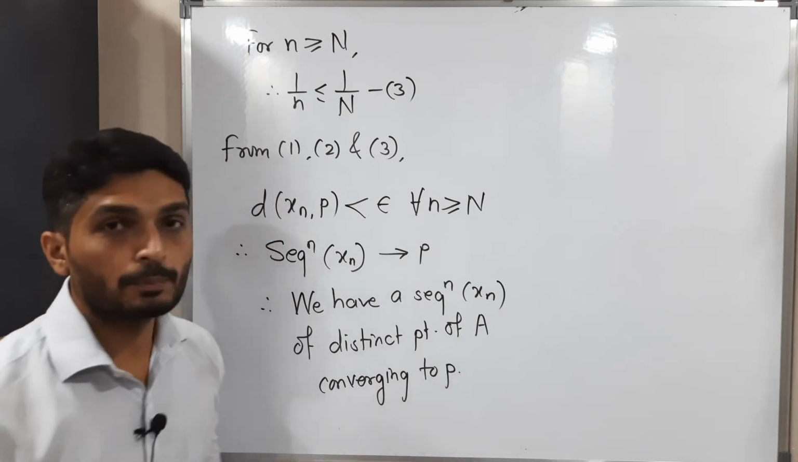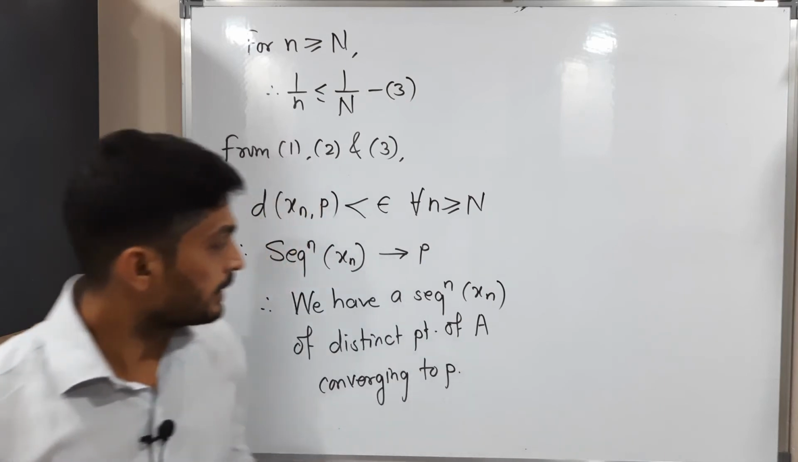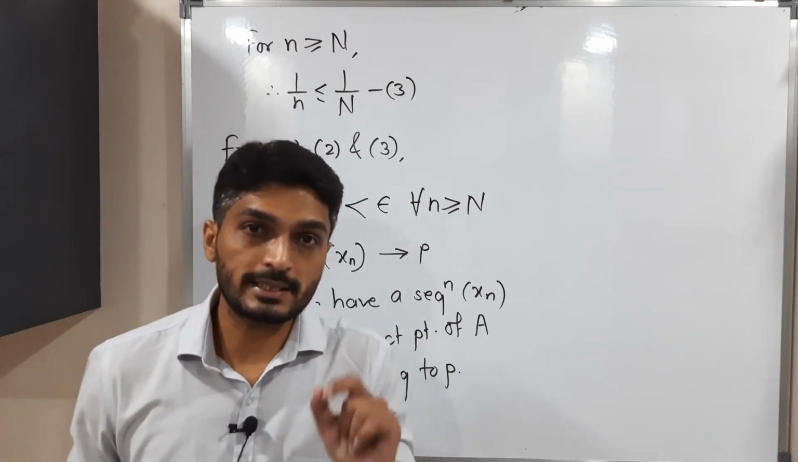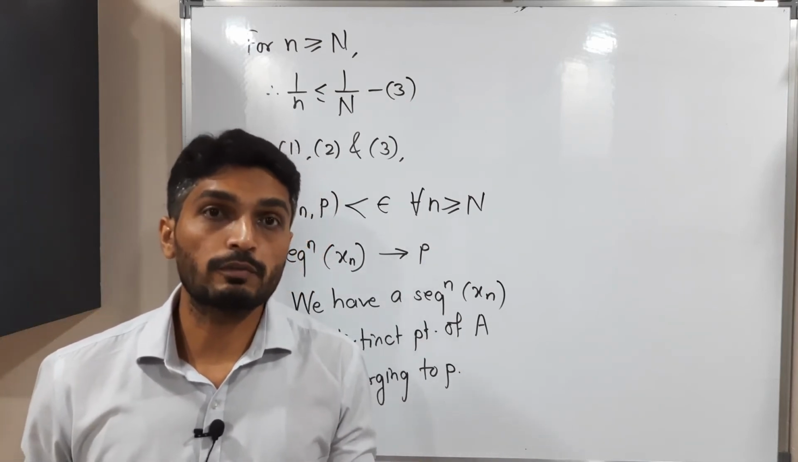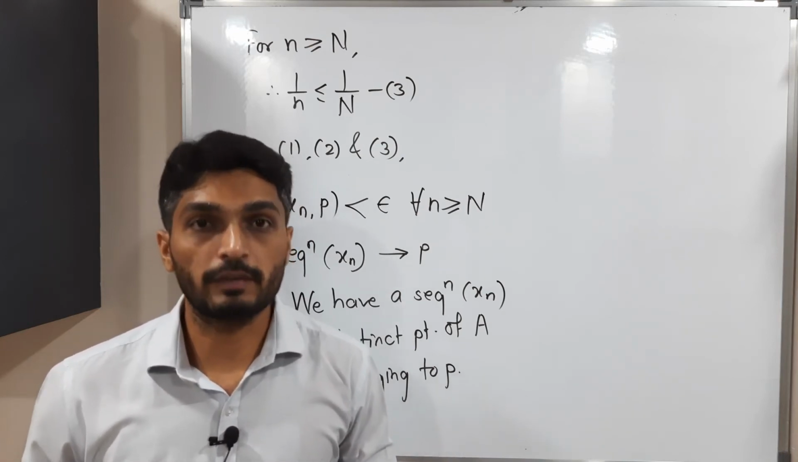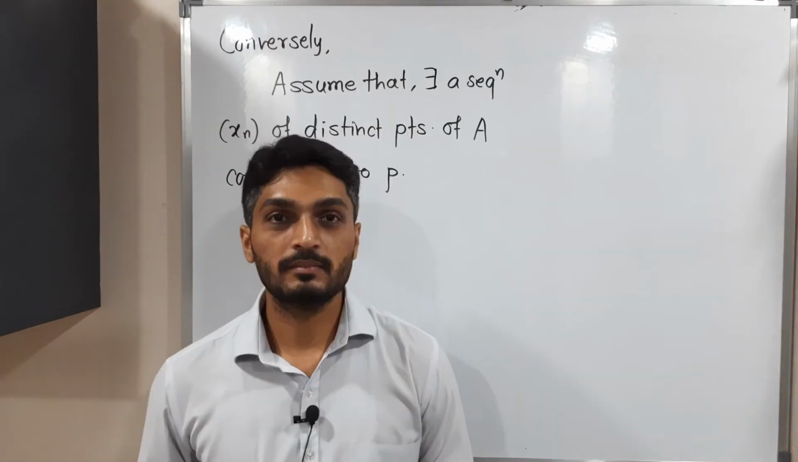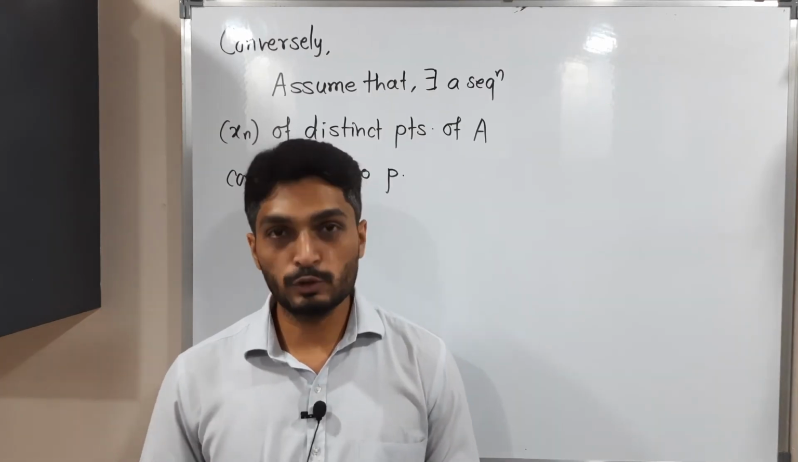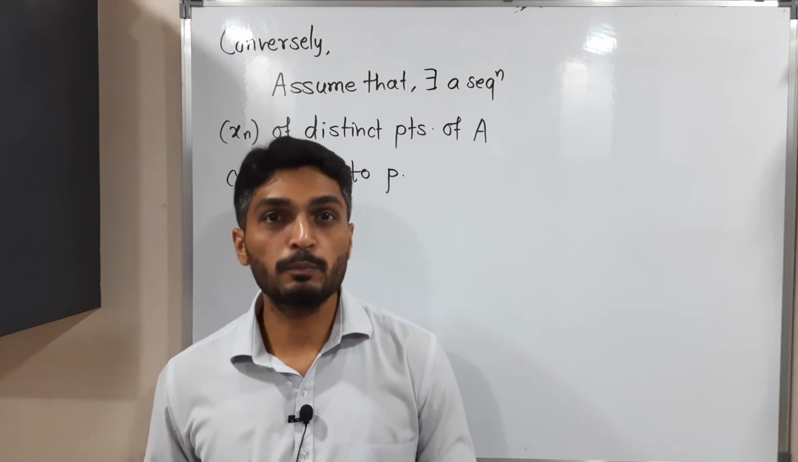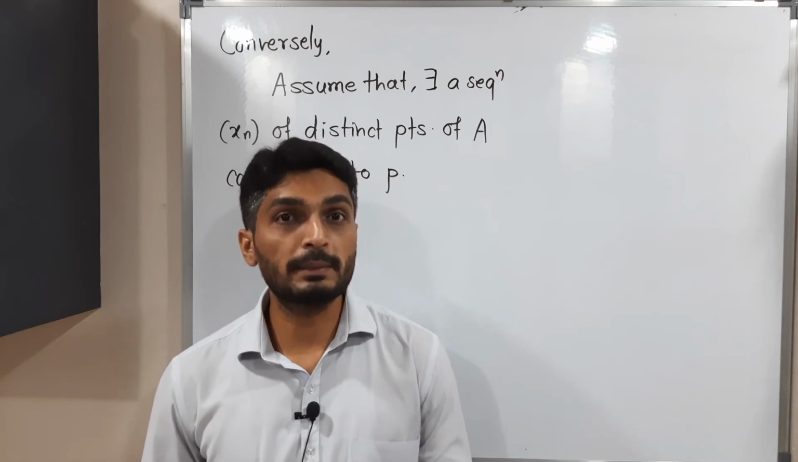In this way we proved half of this theorem. After that we have to assume there is a sequence of distinct points of A converging to P, and then prove that P is a limit point of A. We'll go for the remaining half, make a screenshot of it first. Conversely, we assume there exists a sequence xn of distinct points of A which converges to P. We have to prove that P is a limit point.